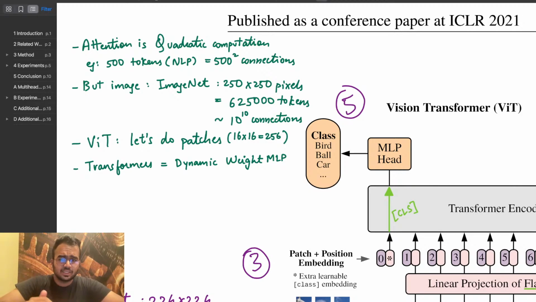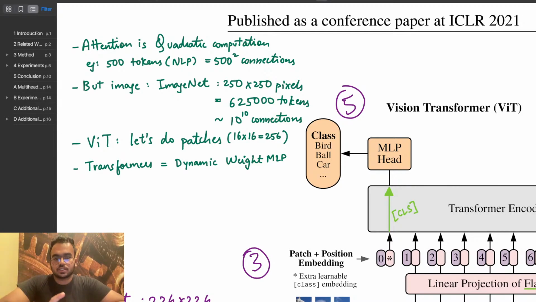But images, even a dataset as old as ImageNet, will have 250 pixels by 250 pixels, and that's a very small image in dimensions when you consider modern photography. We deal with millions or tens of millions of pixels every single day when looking at images, videos, and high quality streaming content. But even with a very old dataset like ImageNet, at 250 by 250 resolution with three channels, that will give you 625,000, so roughly 500,000 tokens.